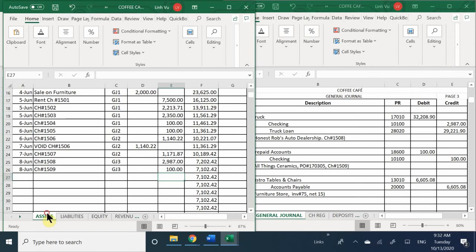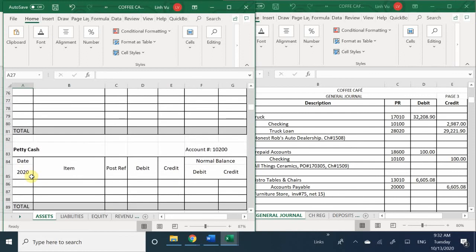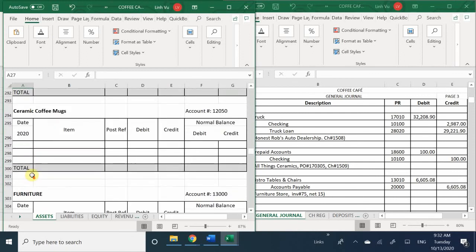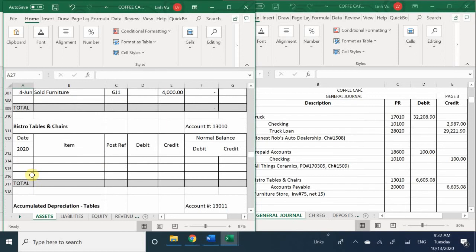Okay, so I received a table. So let's go ahead and find my table in here. It's going to be under furniture. Here you go. Bistro, tables, and chairs. So 6, 8. I'm going to write that I have 10 sets. Okay. And that's pretty much it. Post reference is general journal number 3.